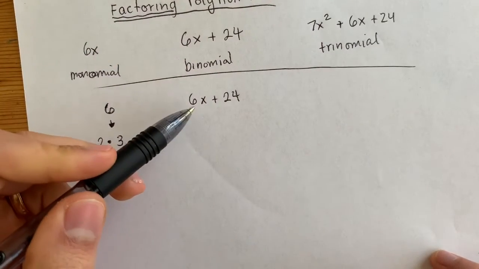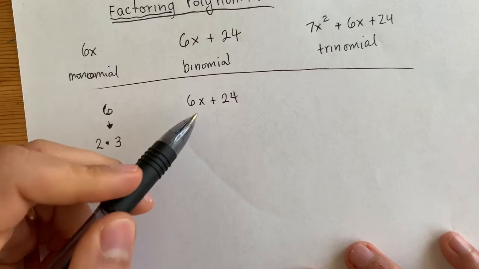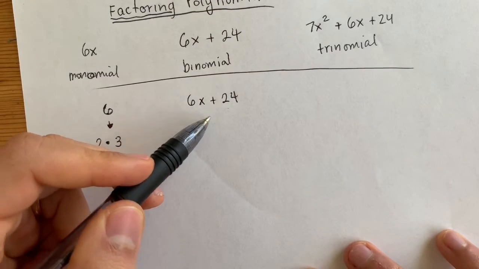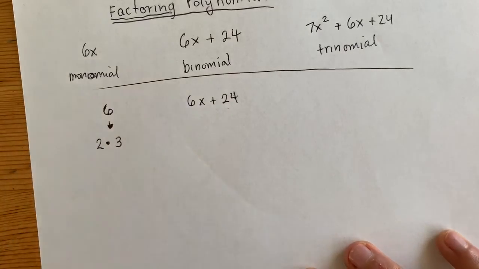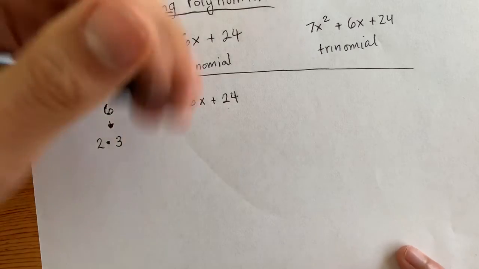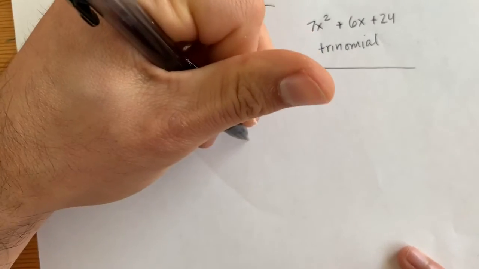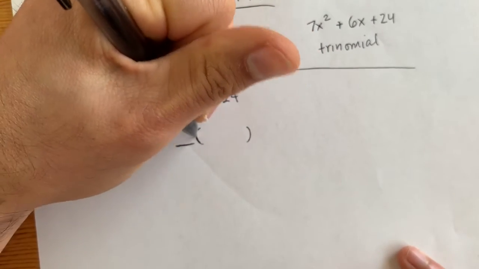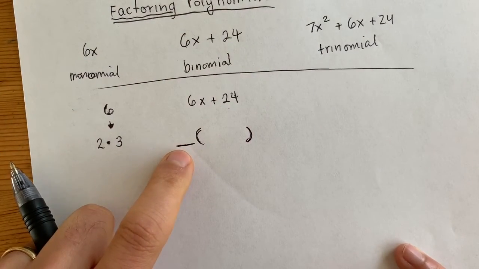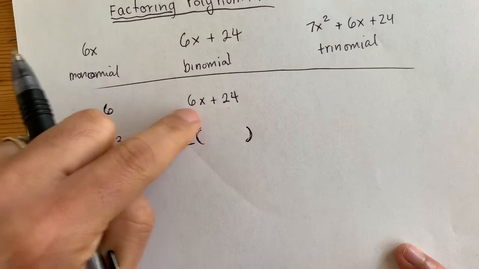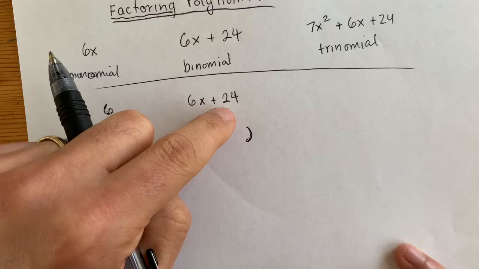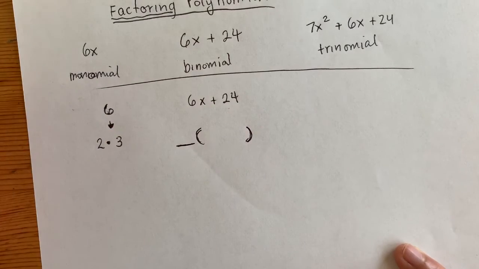What we have here is something that's not multiplied, so factoring it is going to make it multiplication somehow. The way it works is it's basically the reverse of the distributive property. So I'm going to set up the distributive property, put a little blank right here. And out here, what I want to do is write the greatest common factor of both of these numbers. So what's a factor of 6 and a factor of 24?